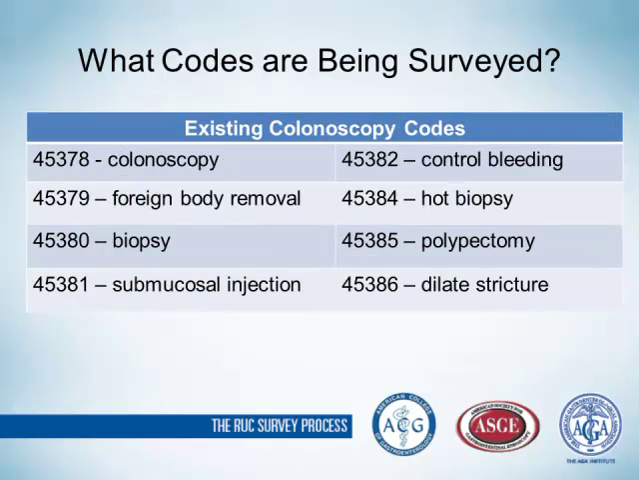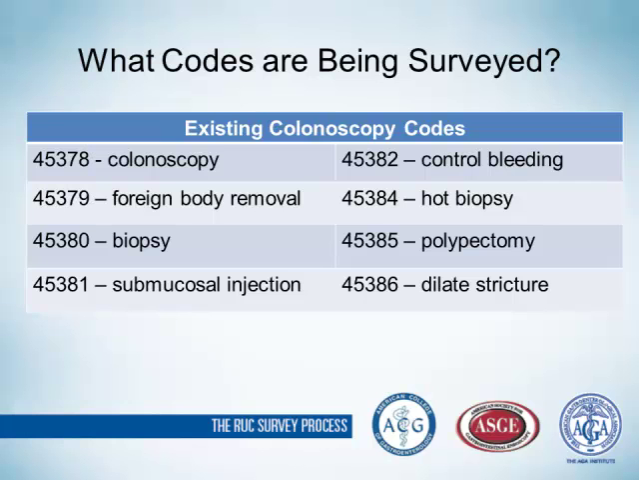On the next slide, we have the existing colonoscopy codes that will be surveyed. And this includes 45378, the base code for colonoscopy, 45379, with foreign body removal, 45380, with biopsy, 45381, with submucosal injection, 45382, with control of bleeding, 45384, with hot biopsy, 45385, with polypectomy, and 45386, with dilation of stricture.